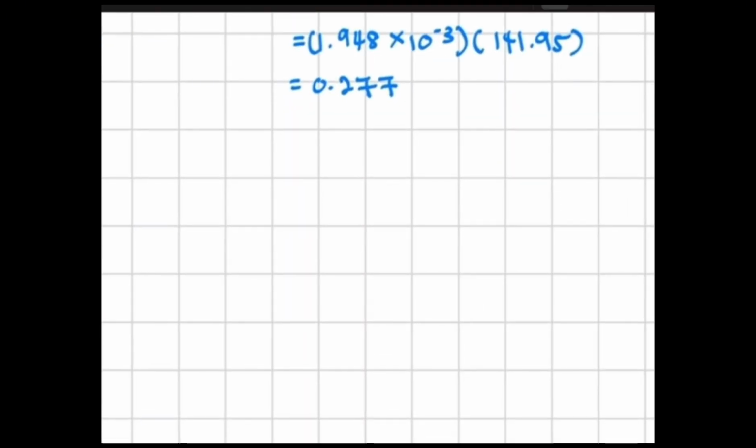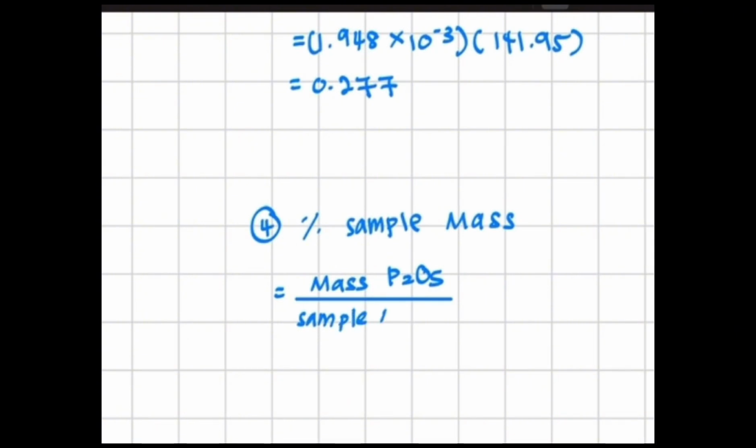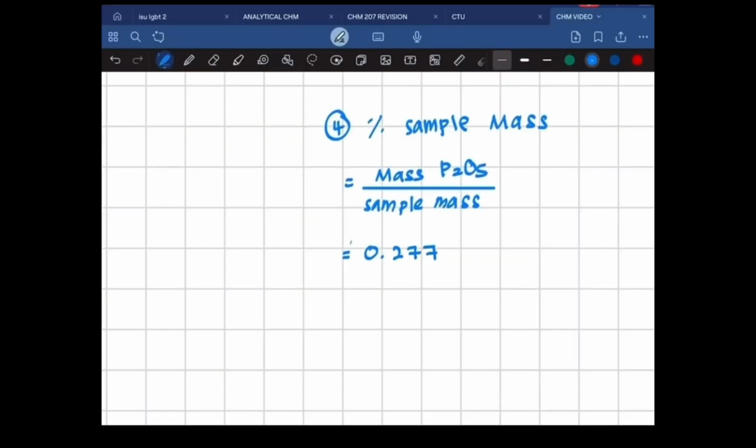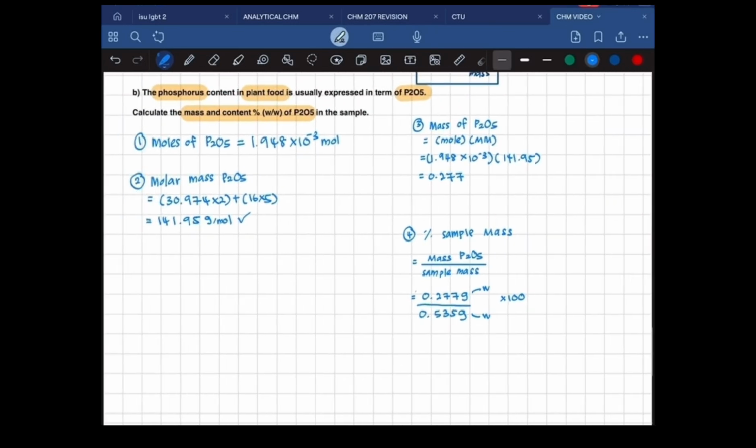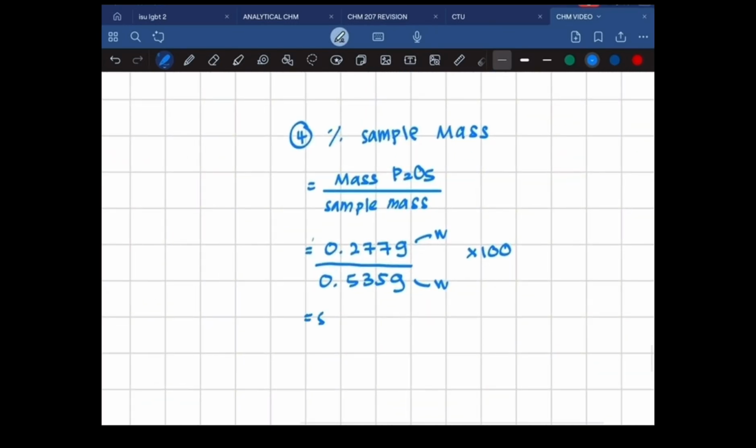The answer we are going to get is 0.277. Now we are going to calculate the content percent of phosphorus pentoxide in the sample. So we need to divide the mass of phosphorus pentoxide by the sample mass. So the content percent in weight over weight of phosphorus pentoxide in the sample is 51.7%.